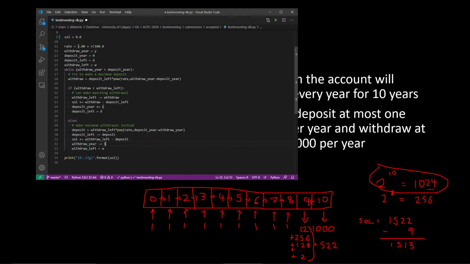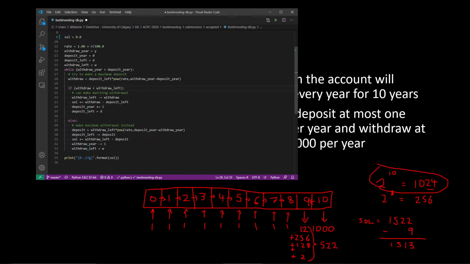Once we've done that, we move the withdrawal year back because we made the maximum withdrawal, and then we reset the withdrawal left because now we're in the year before that, so we can withdraw all of the W. Now in this case, once we've done this for one step, we would have moved the withdrawal year from 10 to 9, and we'd still be looking at 0. And we'd have a little bit of depositing left, which is going to correspond to this 12 over here. So the next time that we go through this loop, the withdraw amount, when we calculate this, is going to end up being this 12 that we found over there.